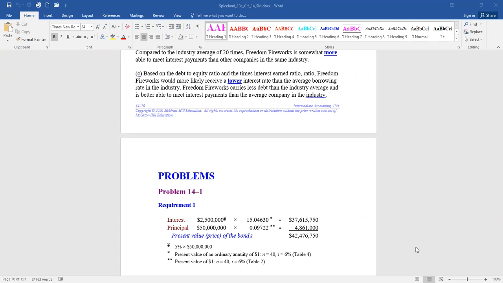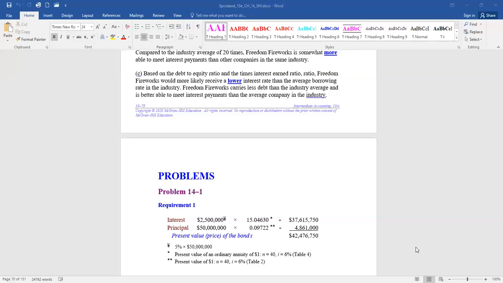issued 10% bonds. Remember, that's our contract rate with a face amount. So that's our principal of $50 million, dated January 1. The bonds mature in 20 years. The market yield for bonds of similar risk and maturity is 12%. So our market rate of interest is 12%. Interest is paid twice a year.